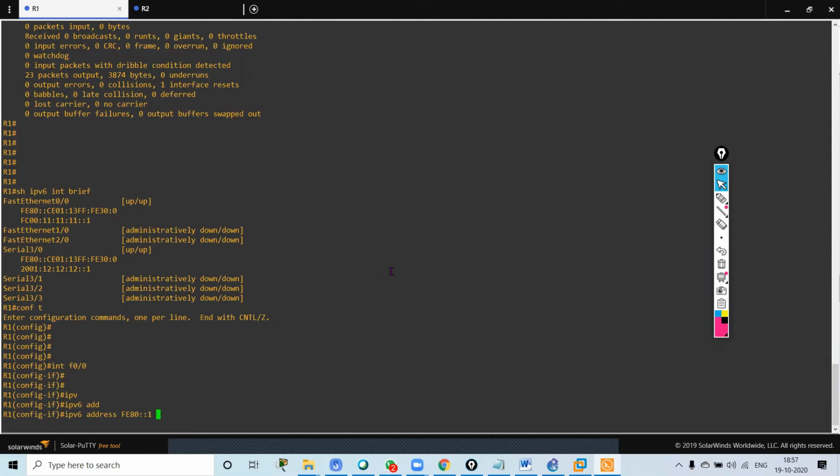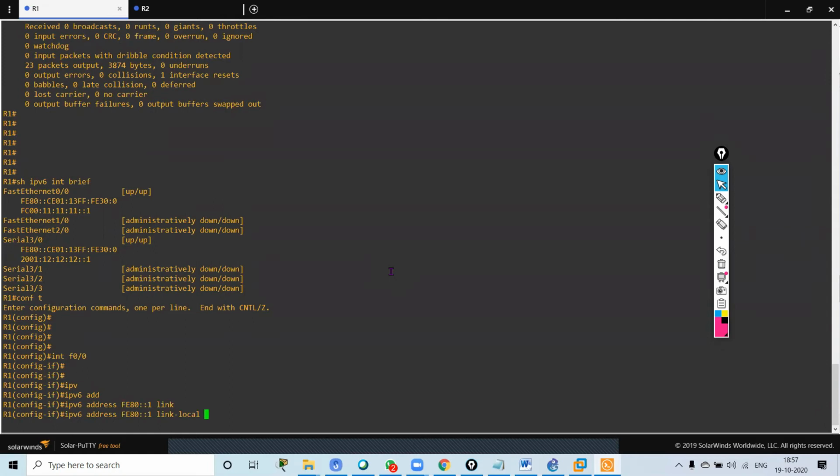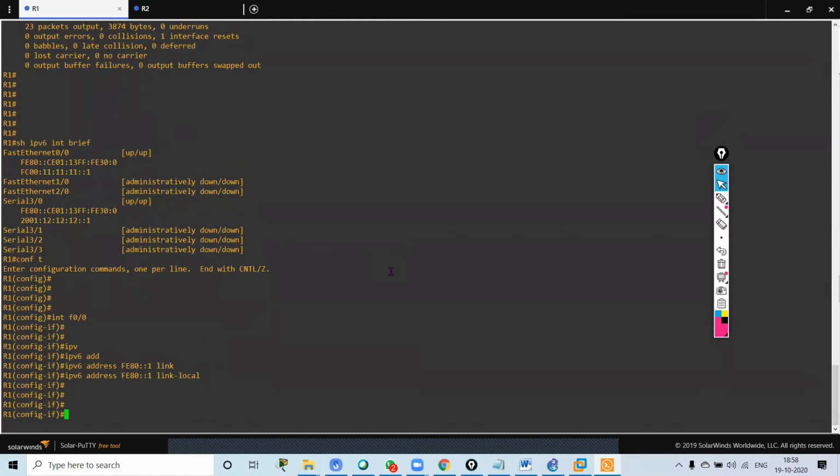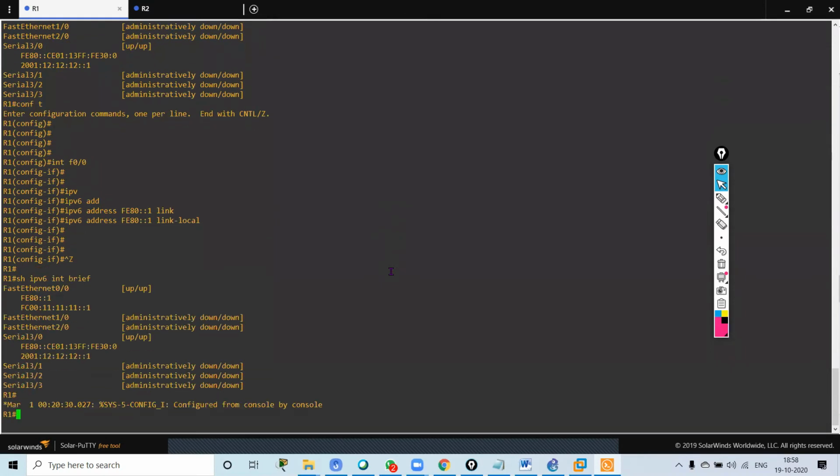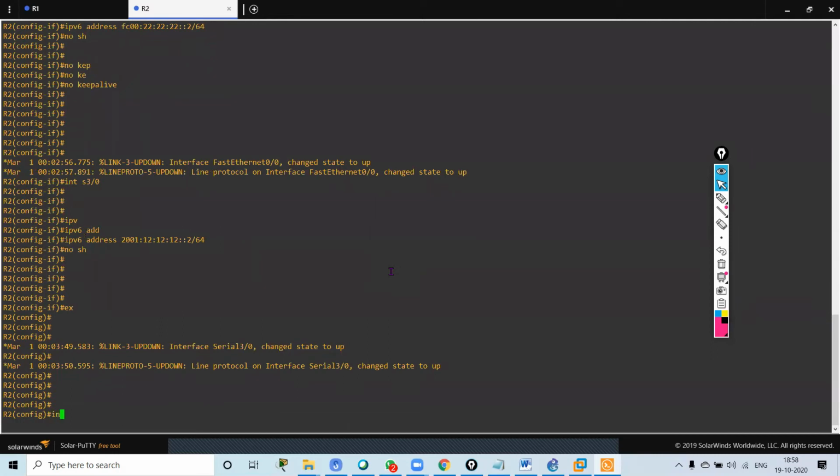FE80::1 should be the link local address, so I will say link local over here. IPv6 address FE80::1 link local. It got changed. FE80::1 got changed. If I want to change it on R2 also, the same command, interface FastEthernet 0/0.